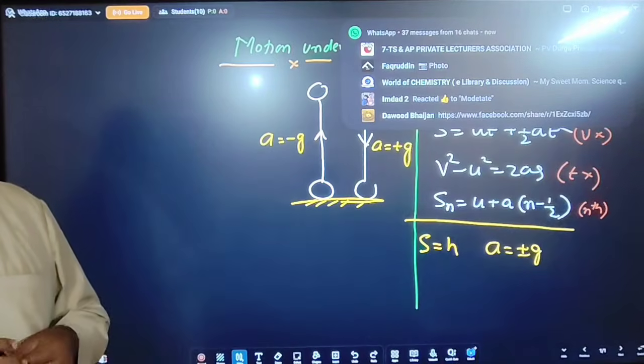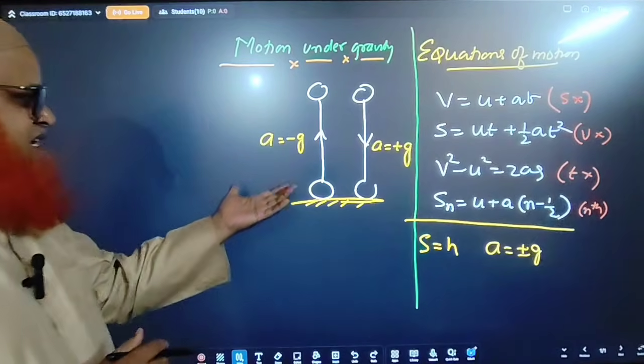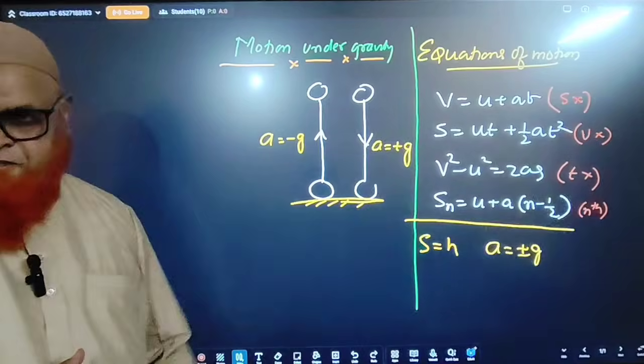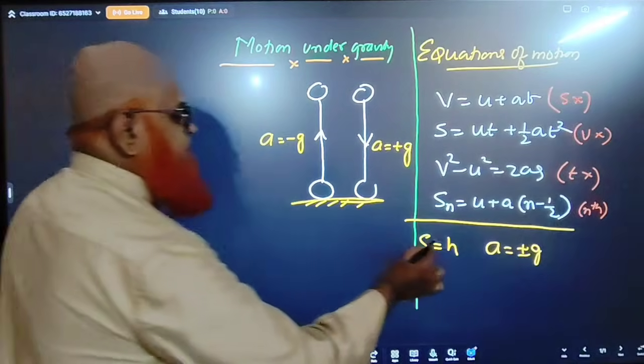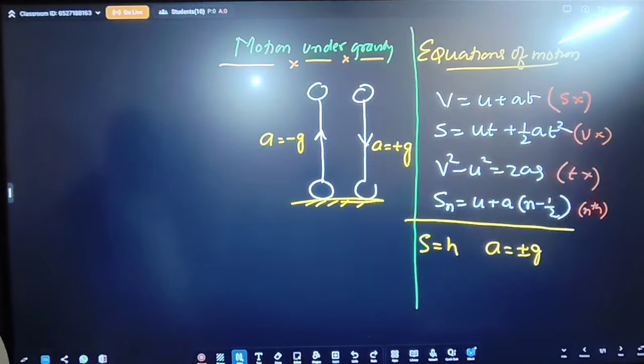That is discussed in biology. Right or not? So what we are going to discuss here is A is minus G, A is plus G. That's why we write A is equal to plus or minus G here.